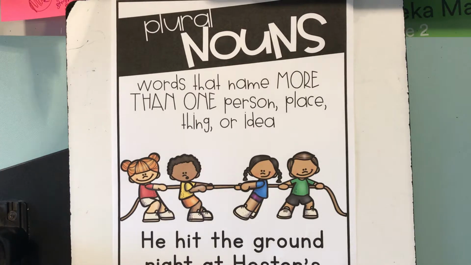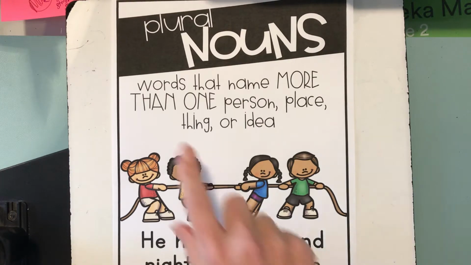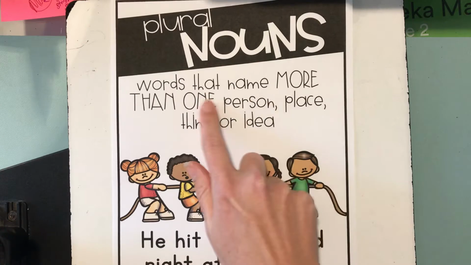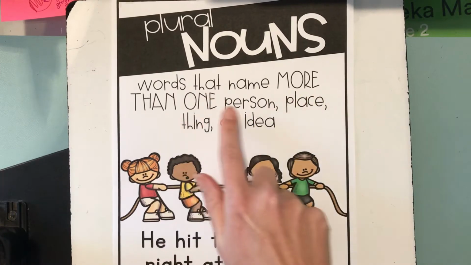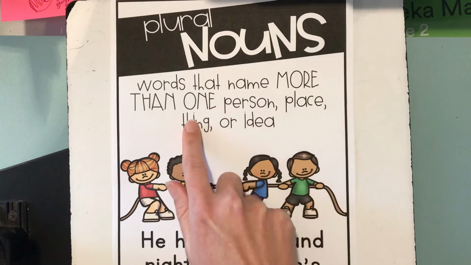Today we are going to be talking a little bit more about plural nouns. Earlier this week, you guys watched a BrainPOP video on plural nouns and you took that easy quiz. Now we're going to dig a little bit deeper and learn a little bit more about plural nouns. And plural nouns means words that name more than one person, place, thing, or idea.